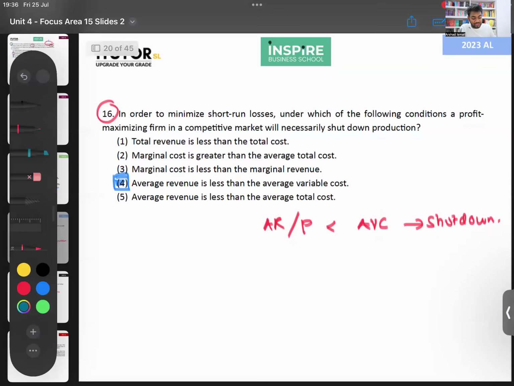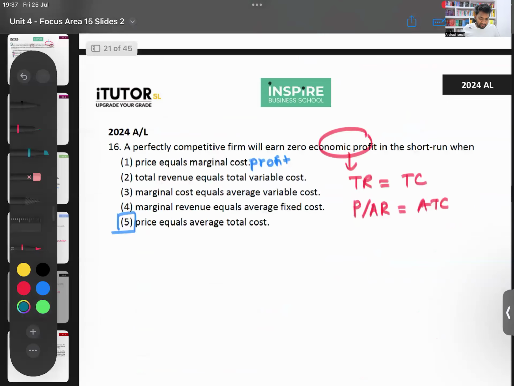For a firm to shut down, total revenue is not just less than total cost. Total revenue should be less than total variable cost. So this one multiplied by quantity is your total revenue. This one multiplied by the quantity is total variable cost. So if your revenue is less than your variable cost only, you will shut down, not total cost. Okay.